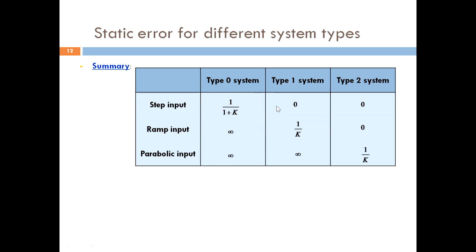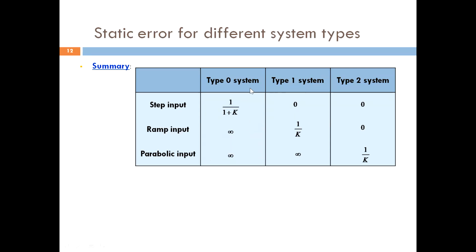Finite and non-zero. Okay, and what you notice is that in each case, for a step input, or let's say for a type 0 system, we have a finite steady state error in the case of a step input. A type 1 system, we've got a finite steady state error in the case of a ramp input, and a type 2 system will have a finite steady state error in the case of a parabolic input.